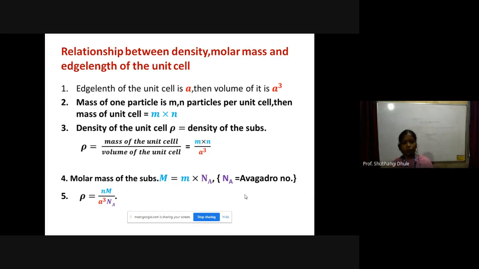So the density of the unit cell, the next third point, the density of the unit cell rho, is nothing but the density of the substance. You know that the density of the substance does not change.